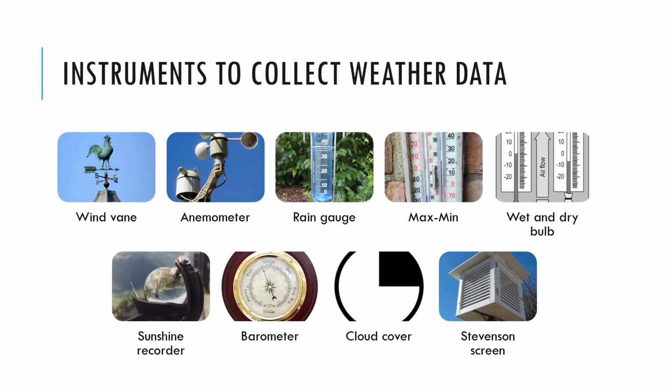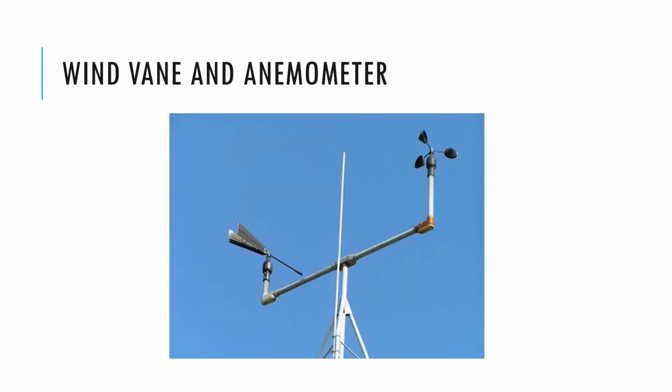So these are the instruments that you're required to know: a wind vane, an anemometer, a rain gauge, a max-min thermometer, a wet and dry bulb, a sunshine recorder, a barometer, cloud cover, and a Stevenson screen. And again, chapters are at the bottom, so please click through if you know about one but you're not quite sure on another.